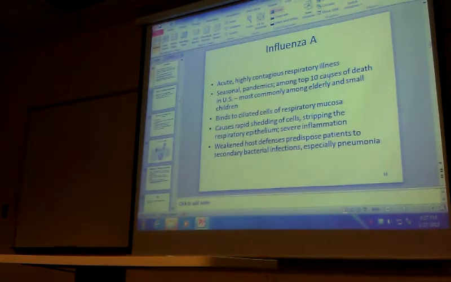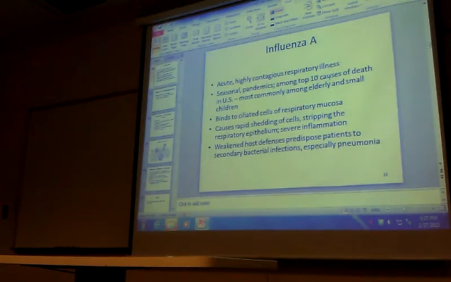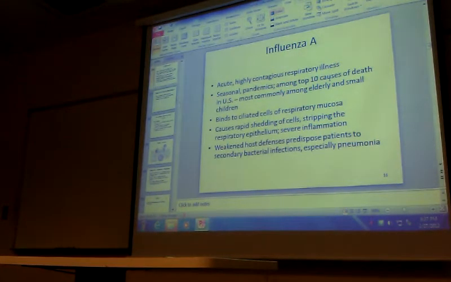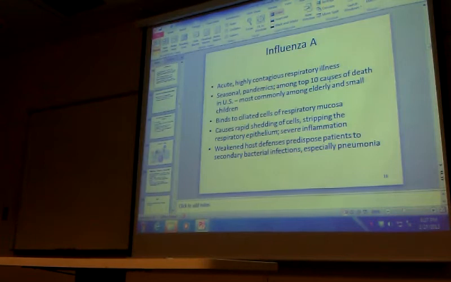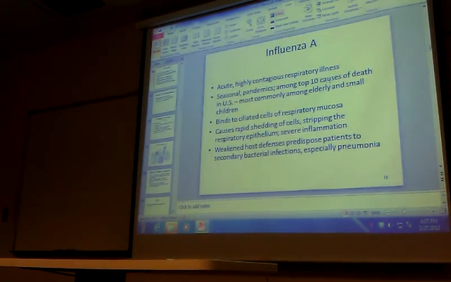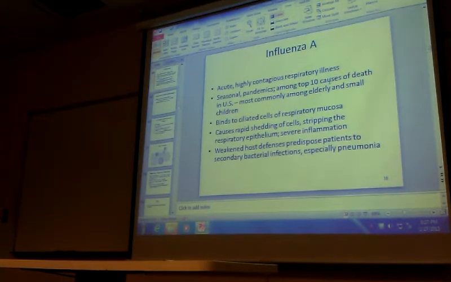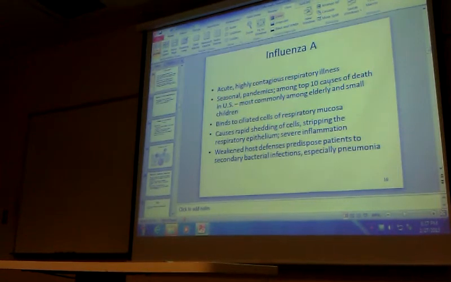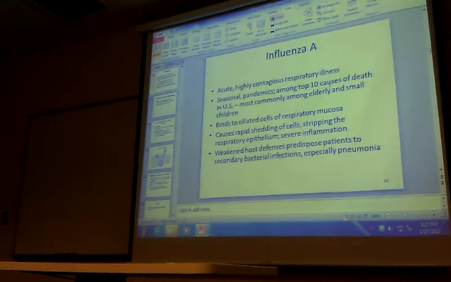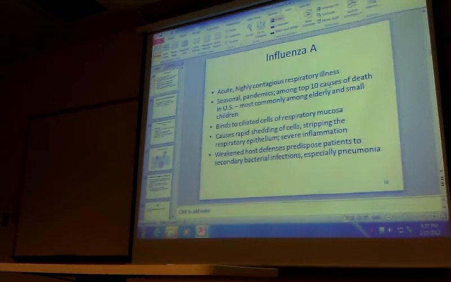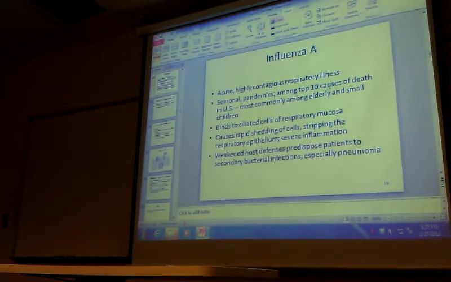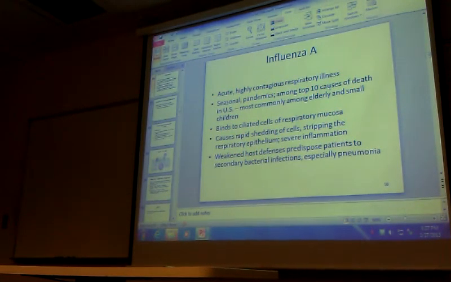Somewhere around slide 17 is influenza A. For influenza A, you can see your handout. Pay attention, because influenza A is the major strain which causes the problem.